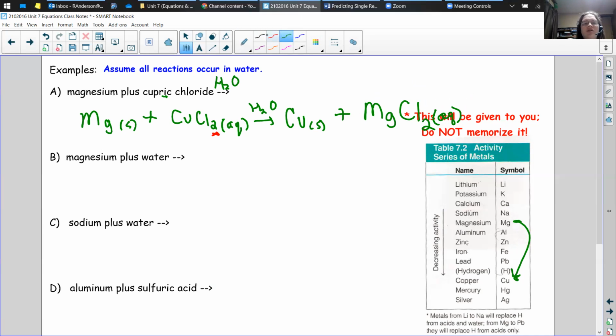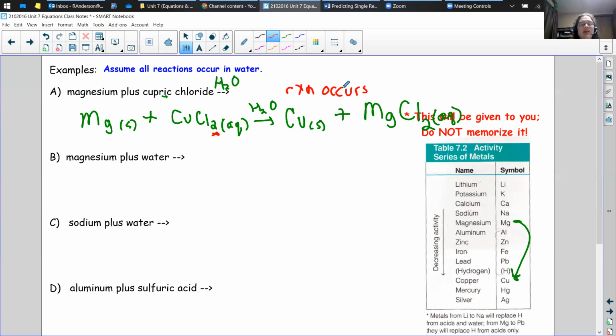The last thing you want to do if the reaction occurs, you want to balance it. So you want to double check, is this balanced? So I see 1 magnesium, 1 copper, 2 chlorine, 2 chlorine. So this one comes already balanced. We don't need to do anything else. I'd like you to write if the reaction occurs or not. Different chemistry teachers may have some different preferences on that, but I do like to write that down.